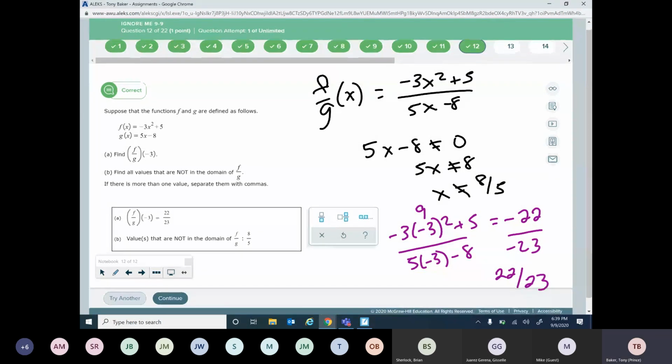So addition, subtraction, multiplication, division, all the same concept. You're just basically plugging the equations in. The only difference between division and the first three is that with division we're adding in a domain restriction, because we're going to be dividing and our denominator cannot be 0.